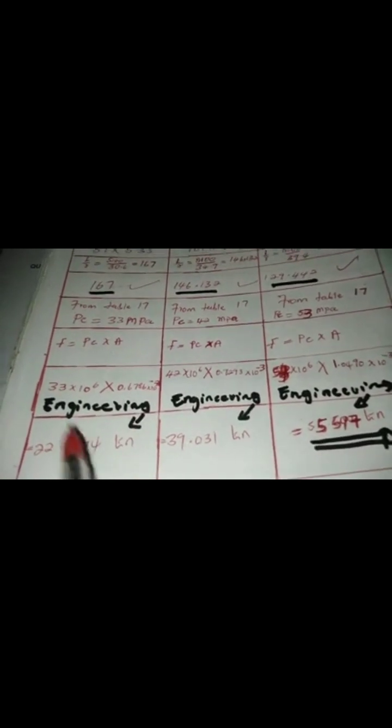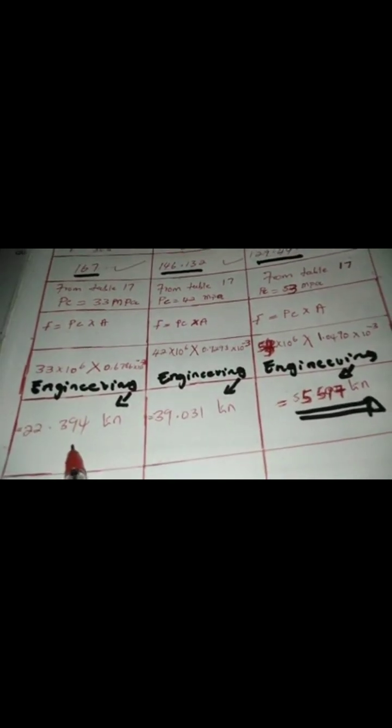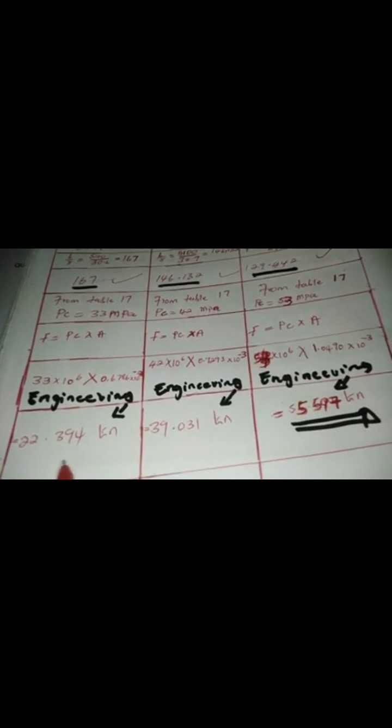If you check these calculated answers, this one is too small, it can't carry 53 kilonewtons. This one is also too small, but we're going to use this one because it's 55.5, which is 56 kilonewtons. Then write: use 55.6 kilonewtons. This is our suitable force that will support an axial load of 53 kilonewtons.